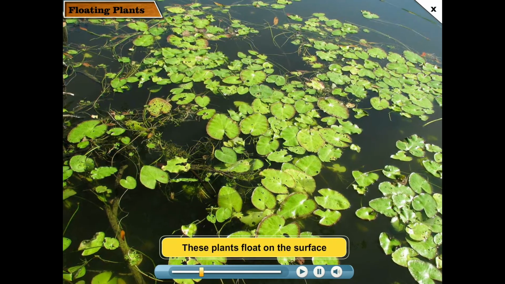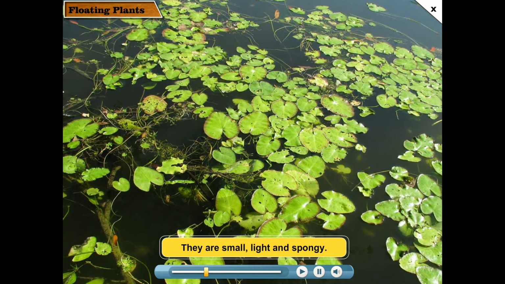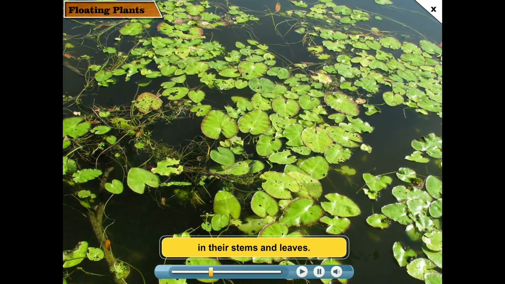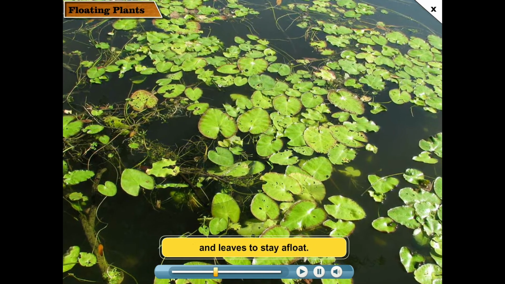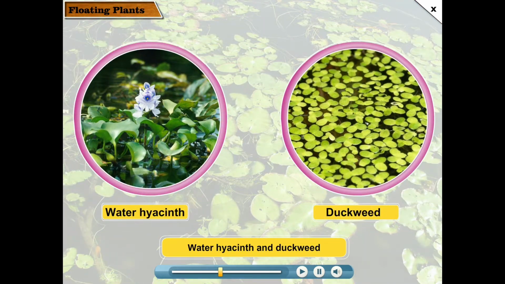Floating plants. These plants float on the surface of the water. They are small, light, and spongy. Some plants have air spaces in their stems and leaves. The air spaces allow the stems and leaves to stay afloat. Water hyacinth and duckweed are examples of floating plants.